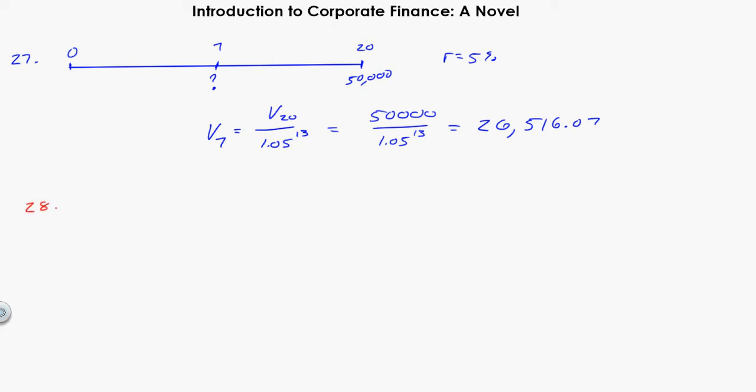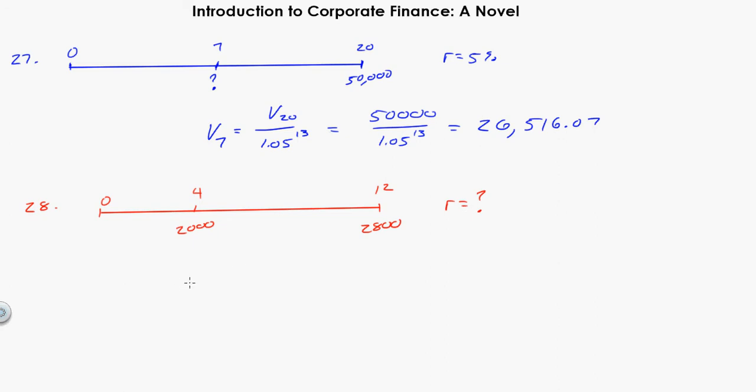Make sure we have this timeline drawn out correctly. In question number 28, you deposit $2,000 in the account, not today, but 4 years from today. And 12 years from today, the account is worth $2,800. And I don't know what the interest rate was. So what's the interest rate equal to?